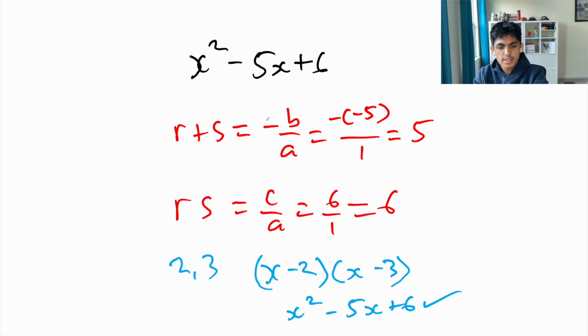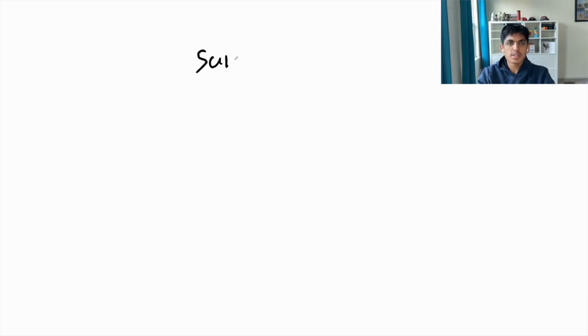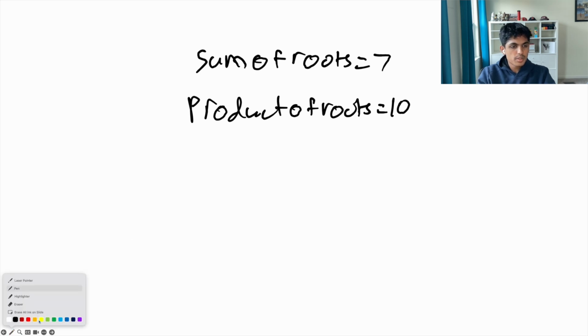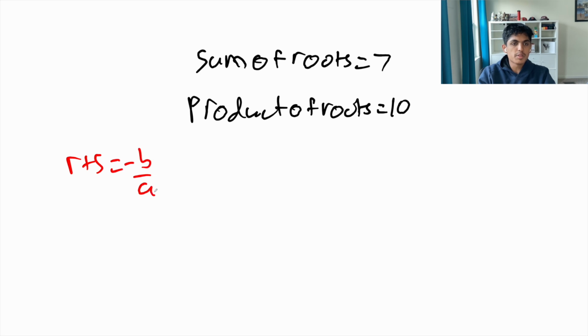So now let's try another example. Sum of roots equals 7, and product of roots equals 10. Now let's try to find a quadratic for which this is true. So the sum of the roots, as before, is equal to negative b over a, and the product of the roots is equal to c over a. Seeing how they're both dependent on a, let's just set a equal to 1, just to make things simple.